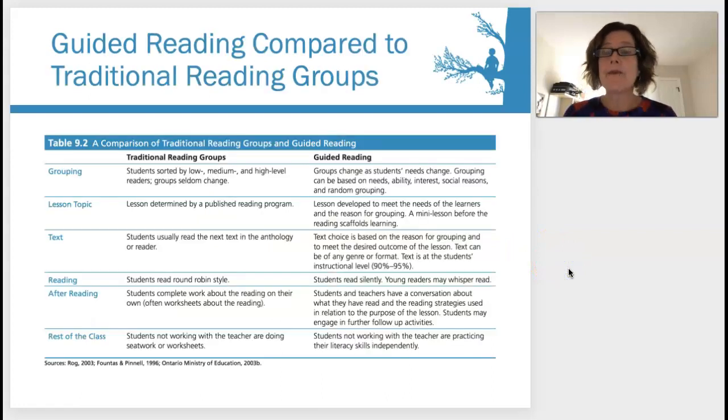Okay, so guided reading compared to traditional reading groups. Again, I'm not going to read this all to you. Take a minute, just pause the video, just take a minute and read through this. But the main point is, traditional reading groups are not the same as guided reading groups. So take a minute, read through that.